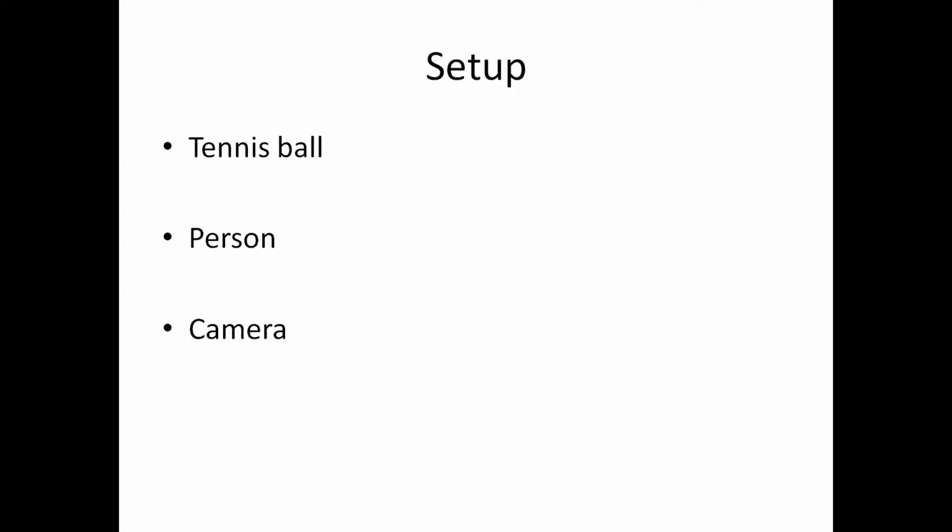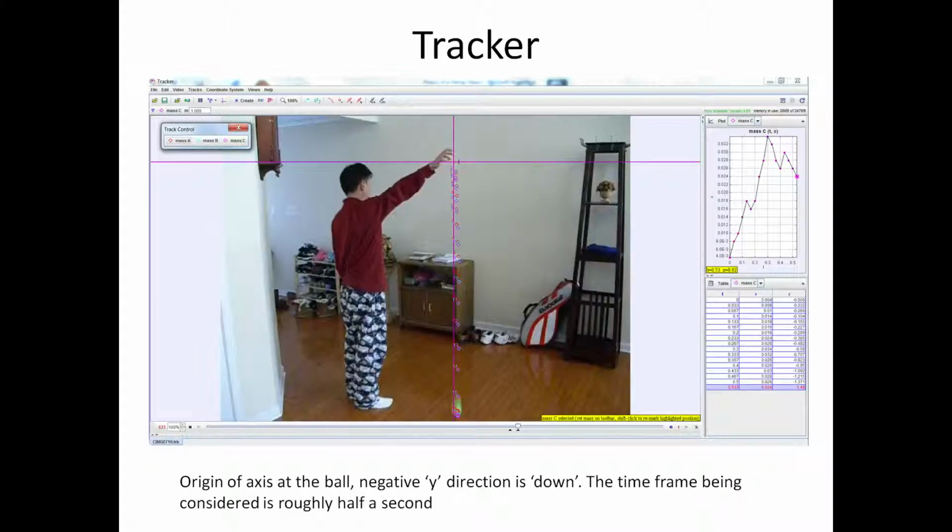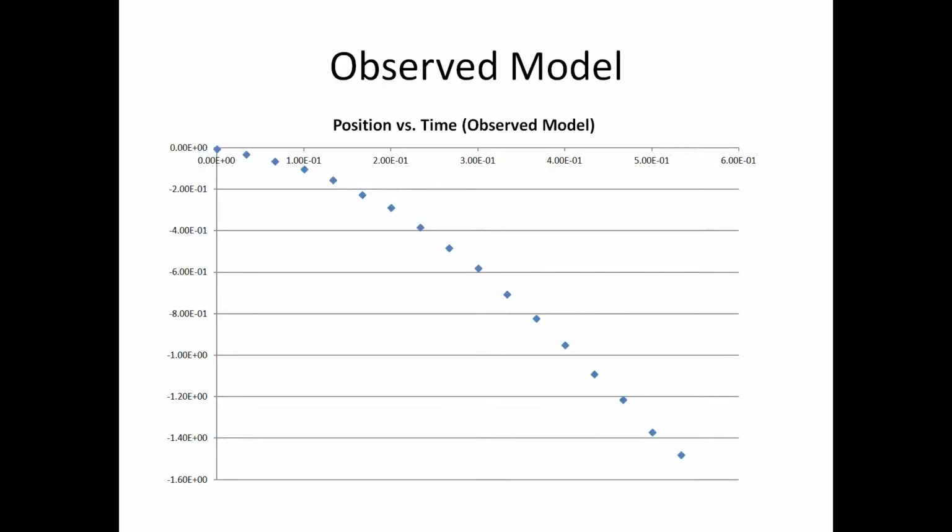So here's our setup. You just need a tennis ball, a person, and a camera. You just need to capture the motion of the tennis ball falling from a specific height from rest and upload that video into Tracker. Here's my Tracker video. Notice that the origin of the axis is at the ball, with the negative y direction being down. The time frame being considered is roughly half a second. Here's our observed data, with the position versus time of the observed tennis ball.